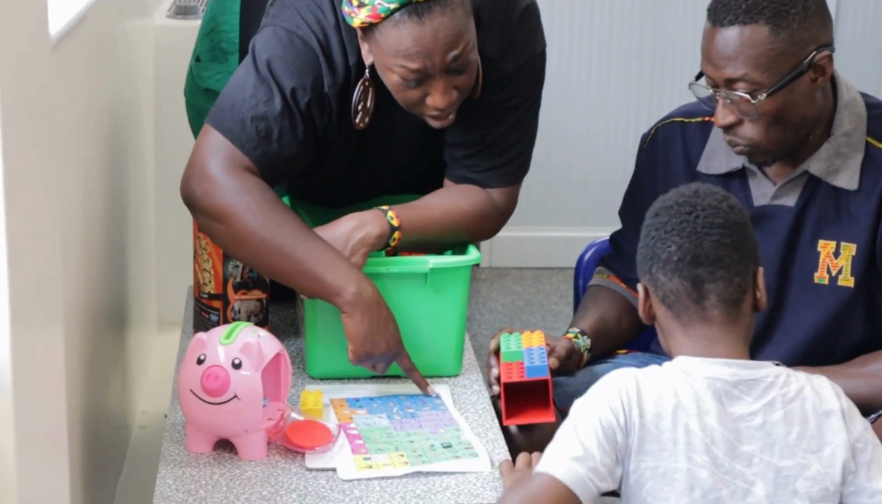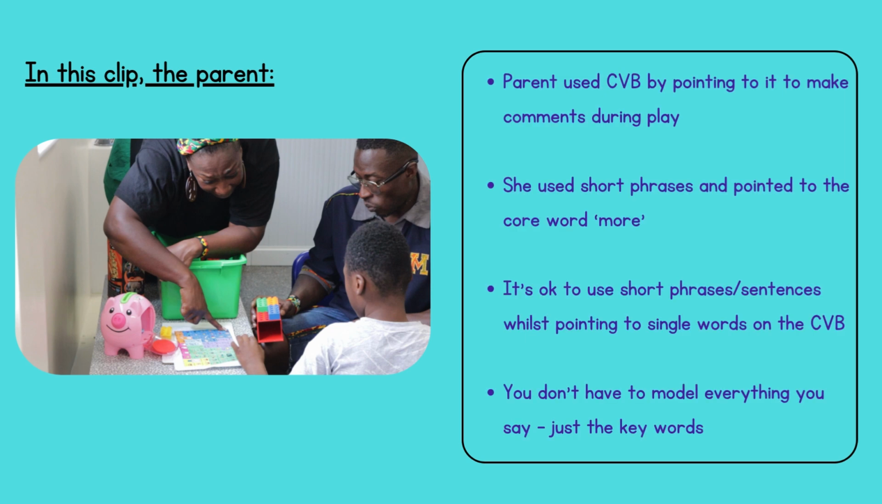In the second clip, the parent used the core vocabulary board by pointing to the words to make comments during play using short phrases. As she used short phrases, she pointed to one word, the core word more, while saying more. It's okay to say short phrases or simple sentences whilst pointing to single words on the core vocabulary board. You don't have to model everything you say, just the key words.